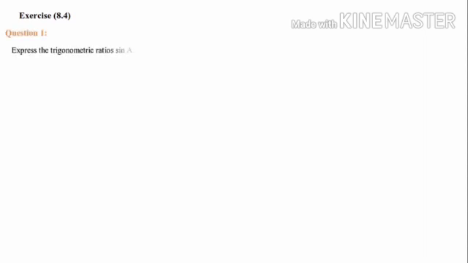The first question is, express the trigonometric ratios sin A, sec A and tan A in terms of cot A. Here you have to observe the question clearly. Sin A we have to write in terms of cot, sec we have to write in terms of cot, and tan A also we have to write in terms of cot.